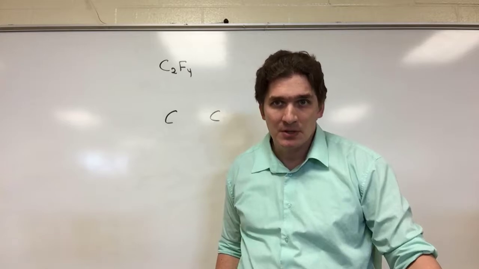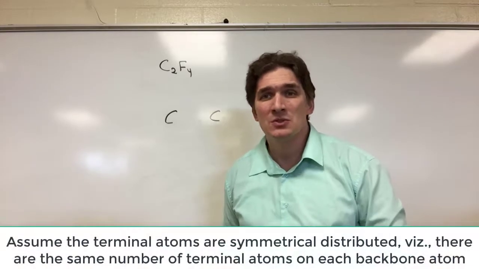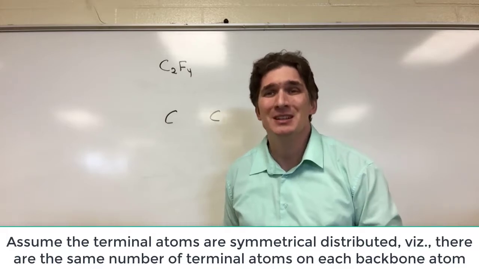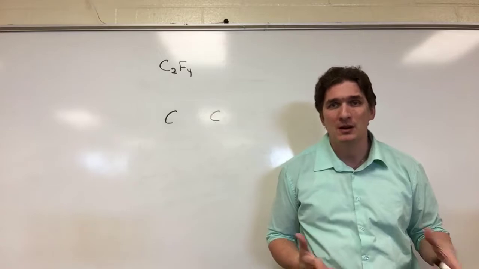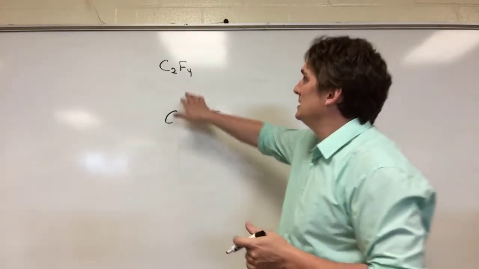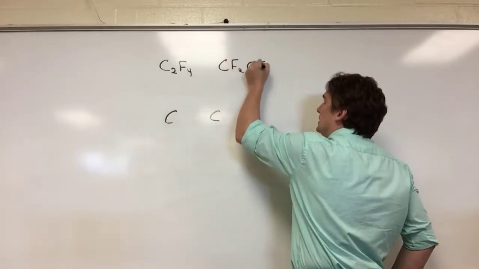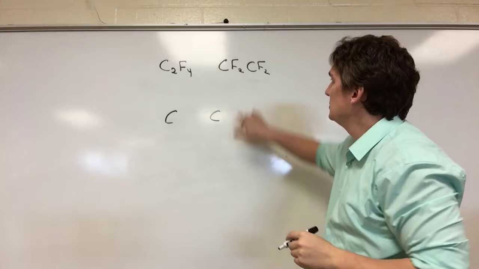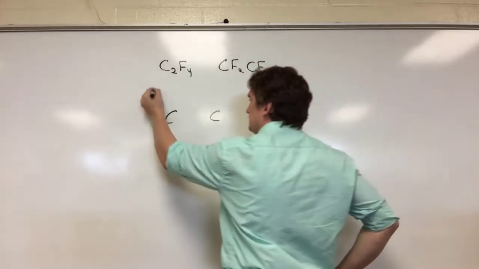How do we know where the fluorines go? Well, odds are they're equally distributed among both carbons. There's no reason to believe this asymmetry because, again, this is Chemistry 1 level. We're not expecting you to have a feel for how atoms should be arranging in space. So the easiest thing to do is say that this C2F4 is probably really CF2, CF2. Carbons are going to be your backbone, and they probably each take the fluorines.